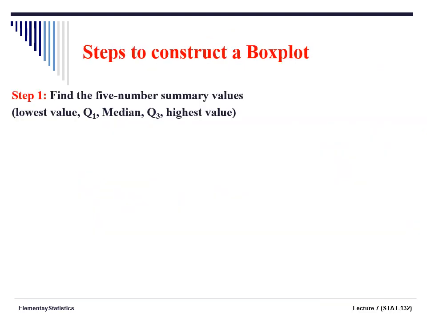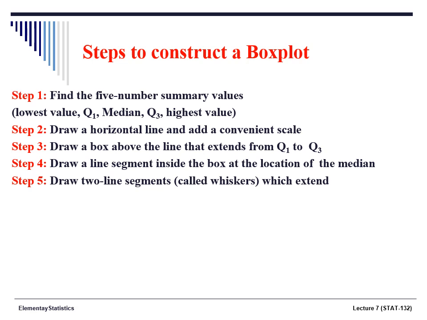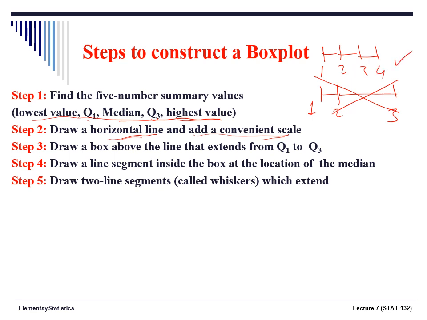Now, these are the steps to construct a box plot. First, you have to find the 5 numbers: the lowest value, Q1, median, Q3, and highest value of the data, and draw a horizontal line at a convenient scale. So there has to be a certain scale here. You cannot do 1 here, 2 here, then 3 here. No, it has to be a good scale here. So you have to do it properly. 1, 2, 3, 4.